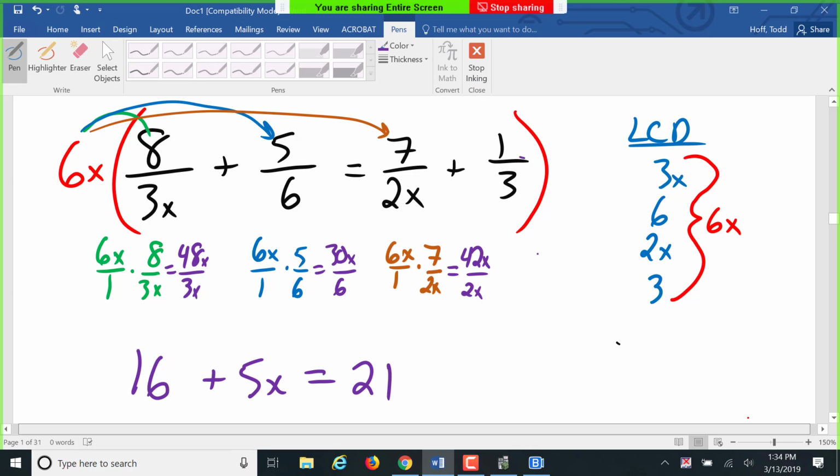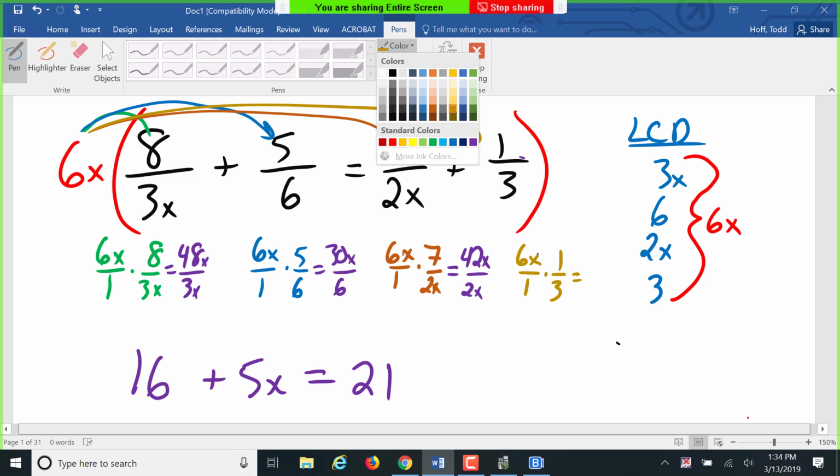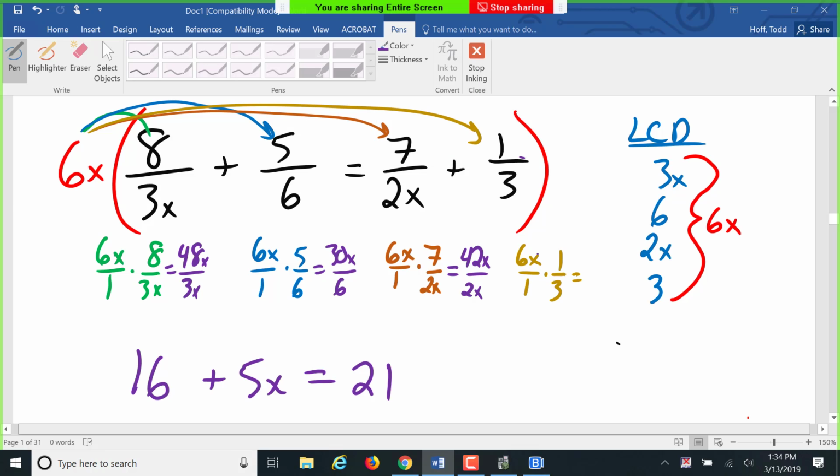And finally, 6x times 1/3. 6x over 1 times 1 over 3. Like I said, I could cross cancel the 6 and the 3. But I'm going to go ahead and multiply it out. 6x times 1 is 6x. 1 times 3 is 3. 6x divided by 3 is 2x.